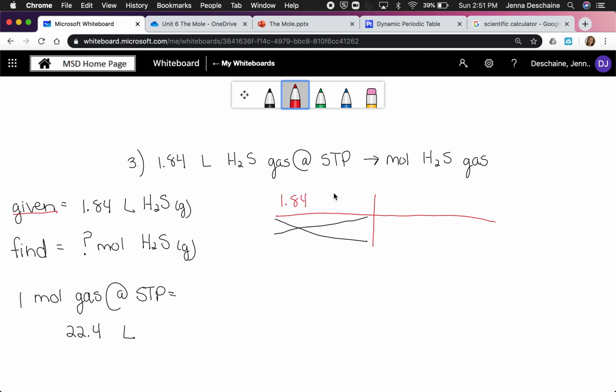1.84 liters. Okay, then I'm going to put my conversion factor in the top and bottom right hand spaces. So I'm going to put the units that I'm trying to find on the top, which just happens to be moles, because I'm looking for moles right here, and this is in my conversion factor, so I'm going to put this one on top.